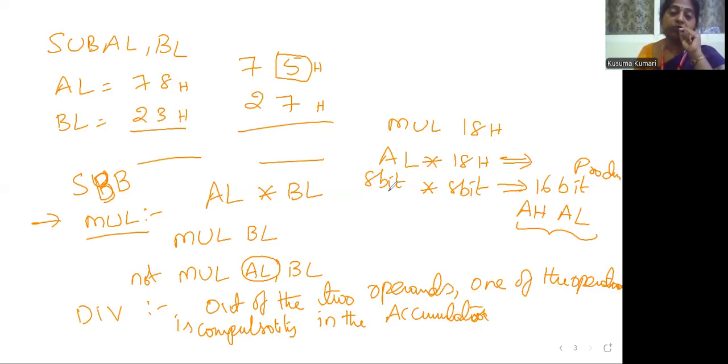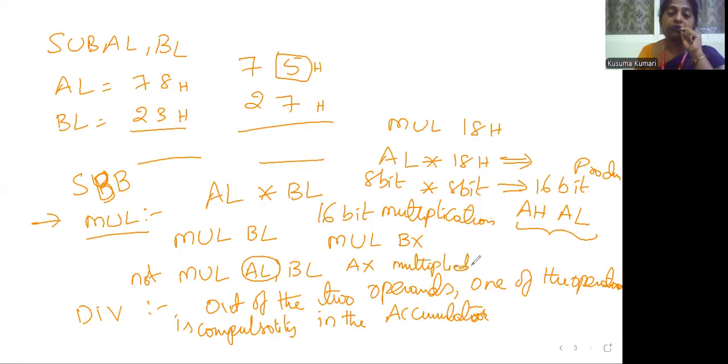This is 8-bit multiplication. Suppose we go for 16-bit multiplication, for example MUL BX. Then it results in AX multiplied by BX. That is 16-bit into 16-bit, which means the result is 32-bit.